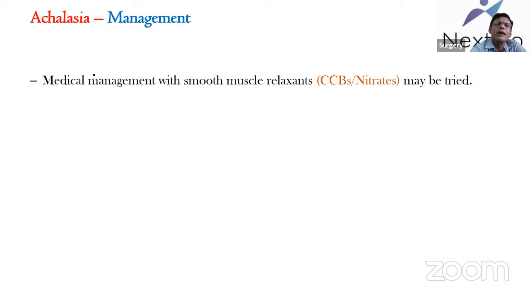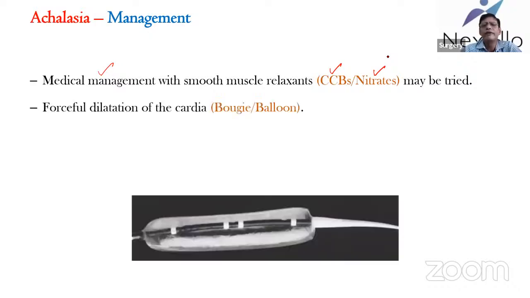Though this medical management of achalasia is not very effective, we may try to give the patient the smooth muscle relaxants. These drugs include the calcium channel blockers, or we may utilize the nitrates to relax the smooth muscles of the lower esophagus so that the symptoms are relieved. We can also go with forceful dilation of the lower esophageal sphincter.